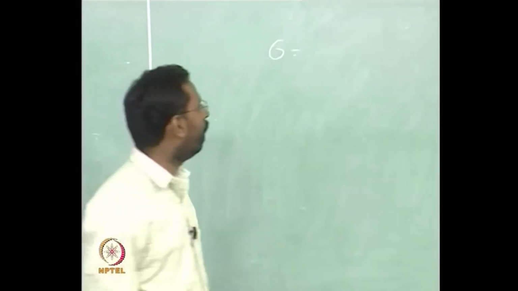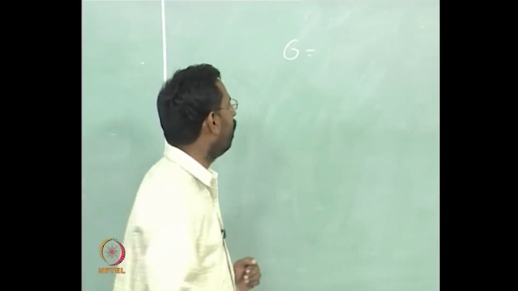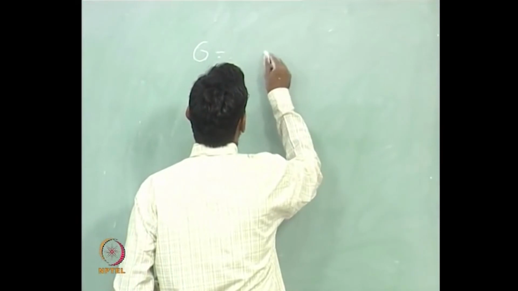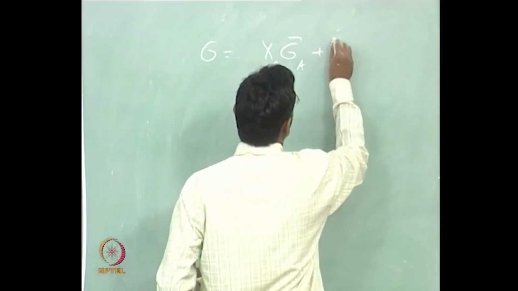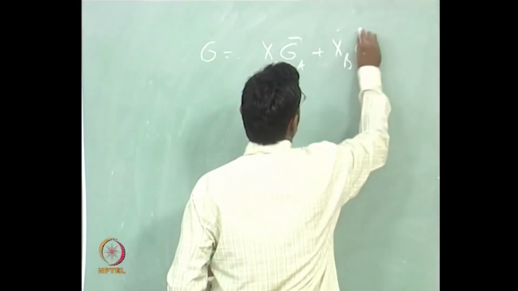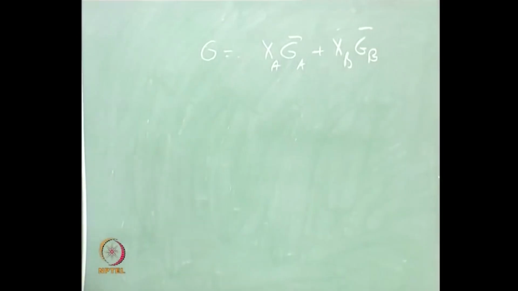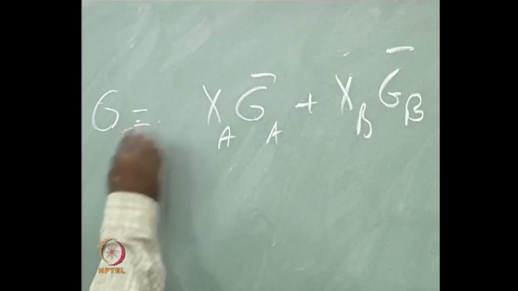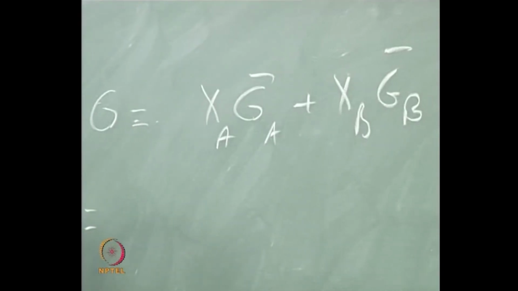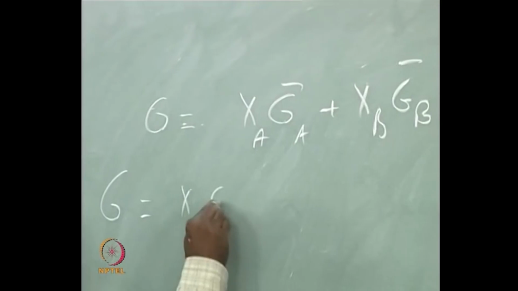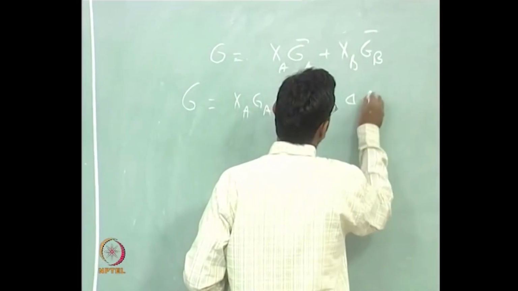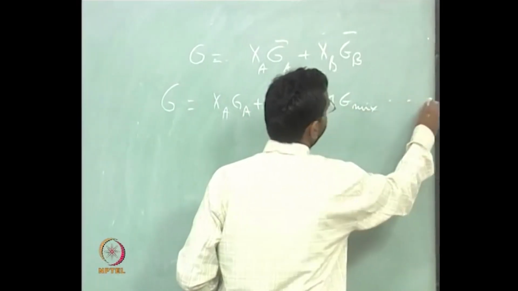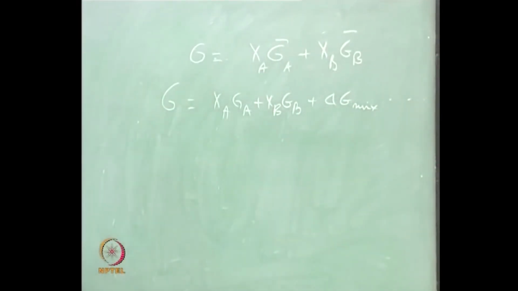If I want to write G, the free energy of anything, we have written it in different ways. One we have written is XA G bar A plus XB G bar B. You remember this we have written, and we can also write G as a function of the complete, plus delta G mixing, of course, whatever it is, am I right?